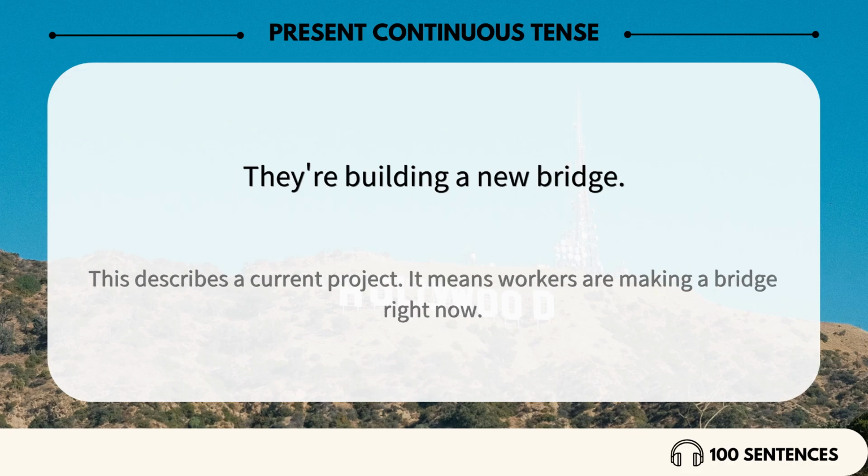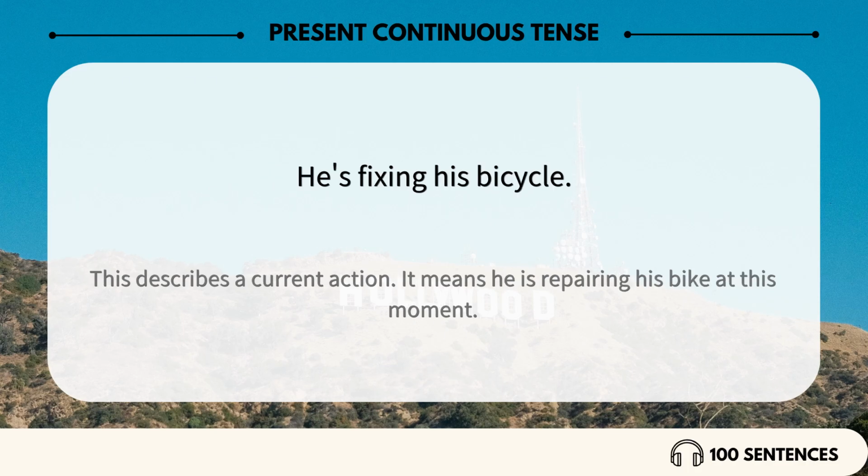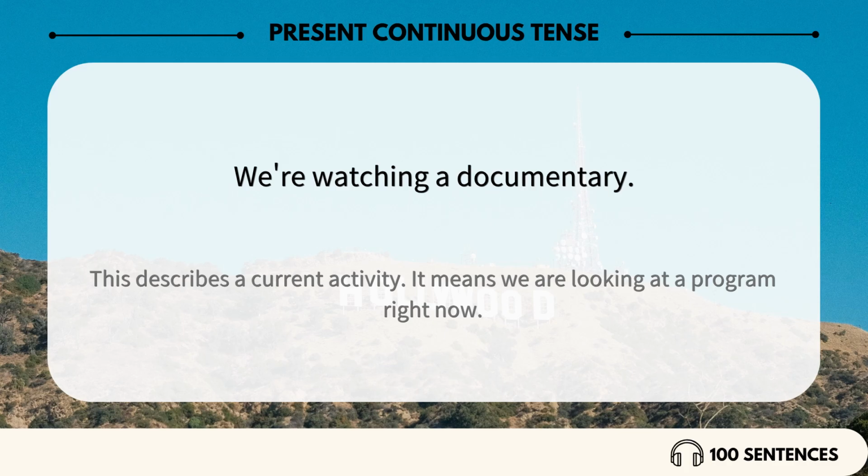They're building a new bridge. This describes a current project. It means workers are making a bridge right now. He's fixing his bicycle. This describes a current action. It means he is repairing his bike at this moment. We're watching a documentary. This describes a current activity. It means we are looking at a program right now.